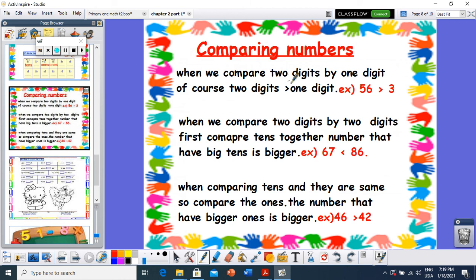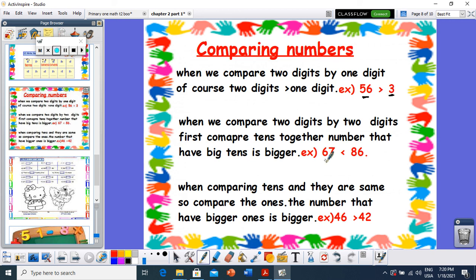When we compare 2 digits with 1 digit, of course 2 digits are greater than 1 digit. For example, 56 and 3. 56 consists of 2 digits, 5 and 6, and 3 consists of 1 digit, which is the 3. Which is bigger, 56 or 3? Of course 56. So 2 digits is greater than 1 digit.